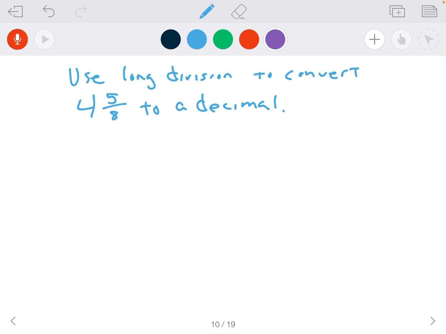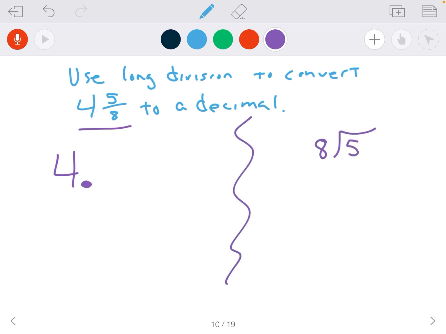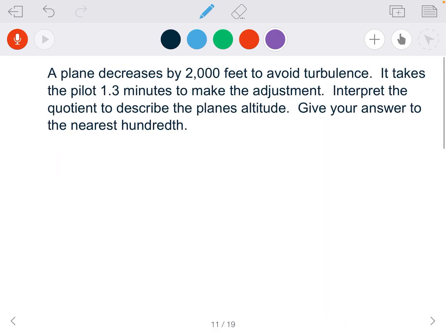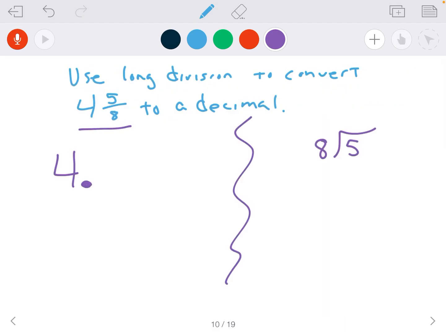All right, next, you're going to see long division to convert 4 5/8 to a decimal. So it's a decimal. 4 is going to be my whole number, and I'm going to put my decimal there. And then over here on the side, I'm going to do my workspace. 5 divided by 8. And I'm only going to go to the 100th place if I have to. So we'll say the 100th. We're going to round to the 100th. I'm not sure how long this is going to take.